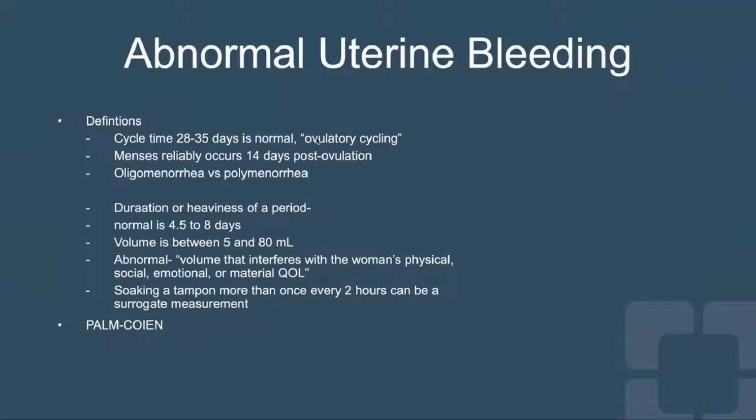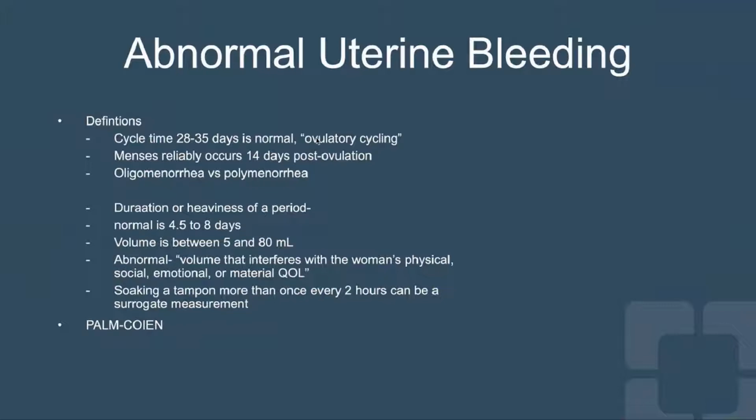And this is considered ovulatory cycling, because essentially, if you're ovulating, if the ovaries are producing eggs, they're responding to the system correctly. The hormonal milieu is running appropriately, and menses reliably tends to occur 14 days post-ovulation. And this is the differentiation between developing oligomenorrhea, too much time between periods, and polymenorrhea, periods too close together.